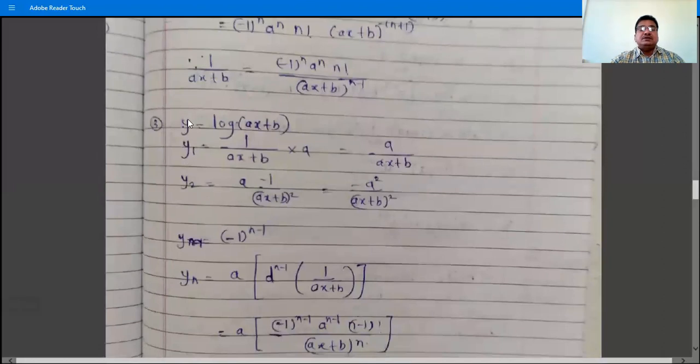Then the next example is y is equal to log (ax plus b). So y1, the first order derivative, is 1 by (ax plus b) into the derivative of ax plus b, which is a.